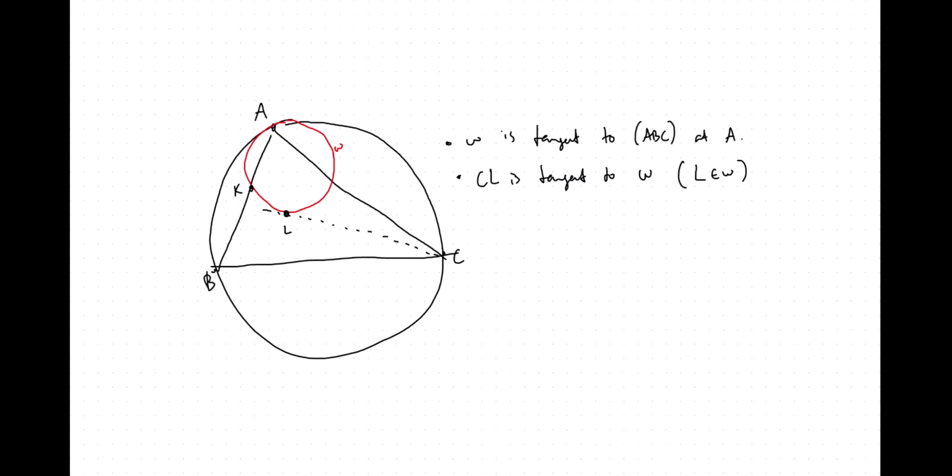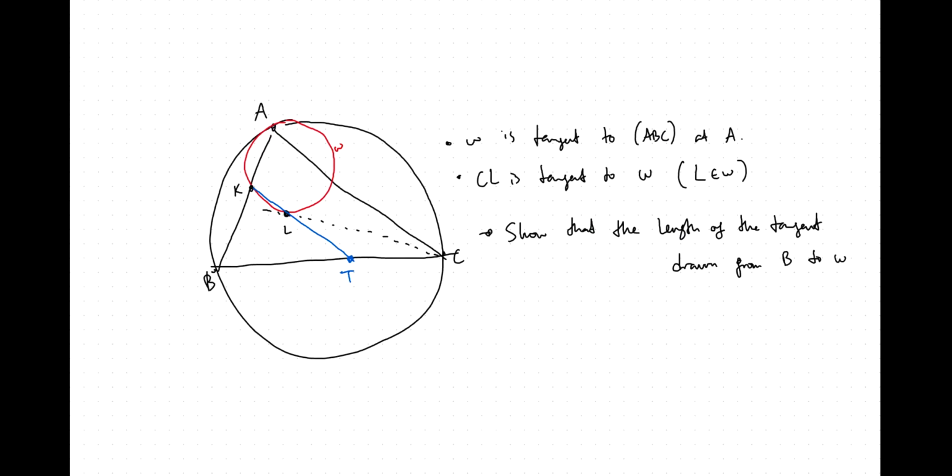So this point is T. So show that the length of the tangent drawn from B to omega. What is meant by this?